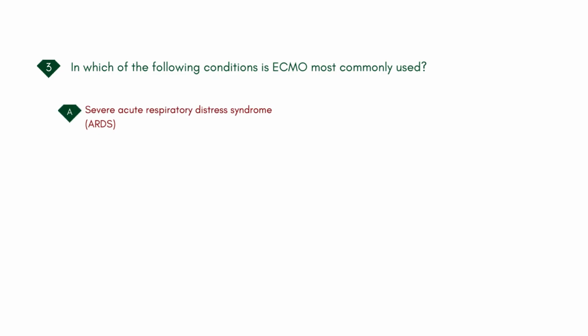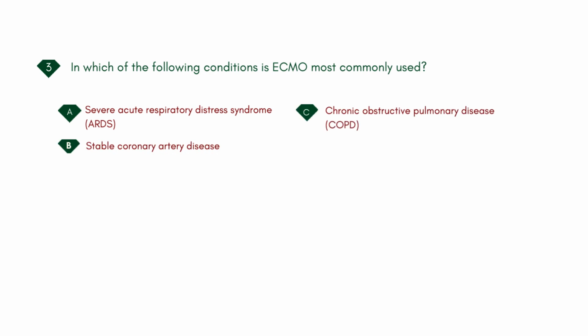In which of the following conditions is ECMO most commonly used? A. Severe acute respiratory distress syndrome, ARDS. B. Stable coronary artery disease. C. Chronic obstructive pulmonary disease, COPD. D. Diabetes mellitus with hypertension.